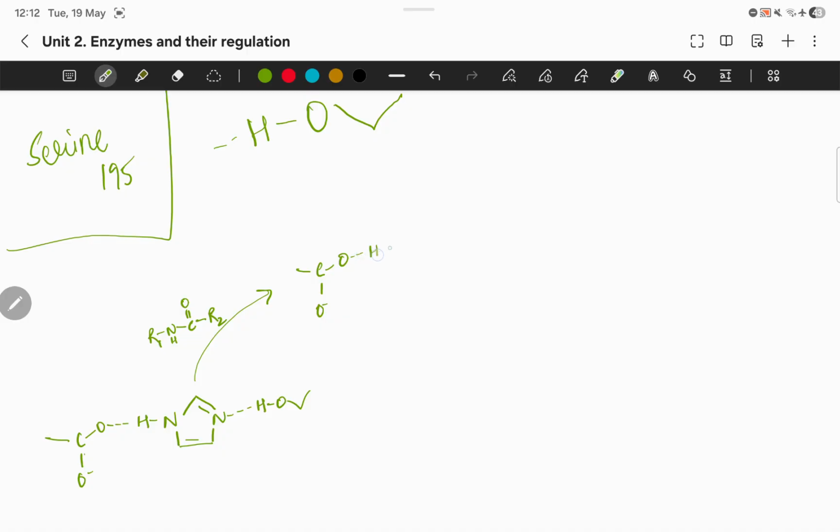O dot dot dot H N N, and now dot dot dot, I'll say this and O negative, this and this, and R1 NH C double bond O R2. This will go to this. So next step we'll see.